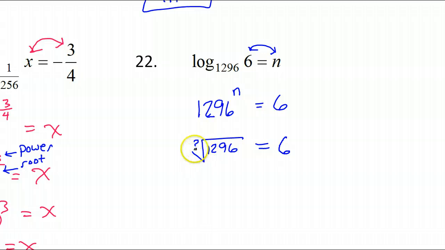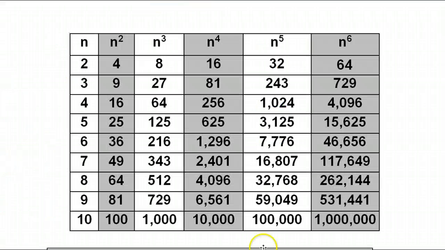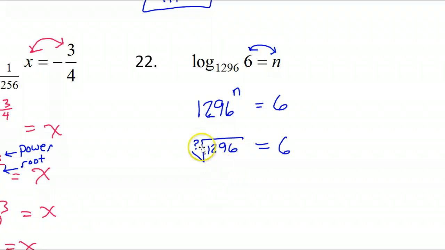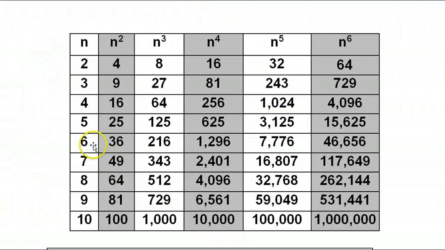The question is, what root will change this into a 6? Is it square root, third root, fourth root, what? Alright, well, let's look at the base 6 row and see. Alright, 1296. Okay, so looking at the base 6, I see the 1296, and that would be the 4th power. So looking backwards, the 4th root of 1296 would be 6. So it's the 4th root is what it would take.